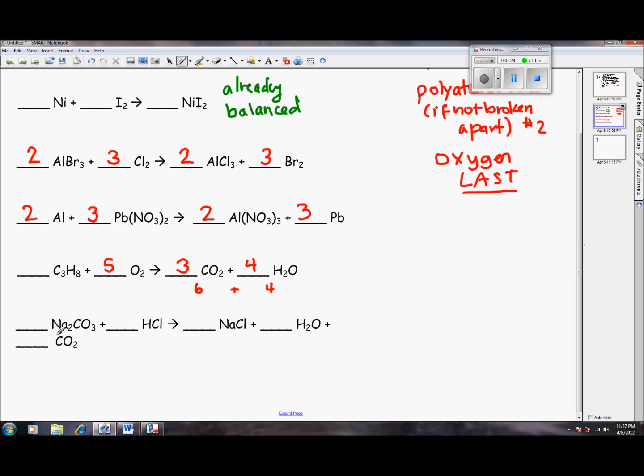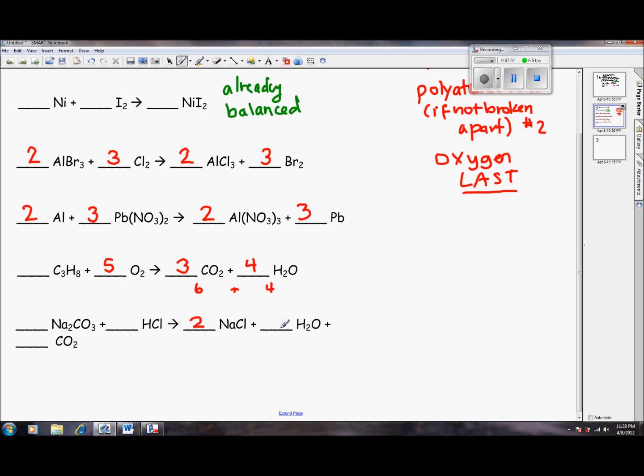Okay, next example. This is sodium carbonate and hydrochloric acid that makes sodium chloride, salt, water, and carbon dioxide. Okay, remember I said start with the metals first. So I have 2 Na's on one side, 1 Na on the other, so I'm going to make that a 2. So now I have 2 Na's on both sides.